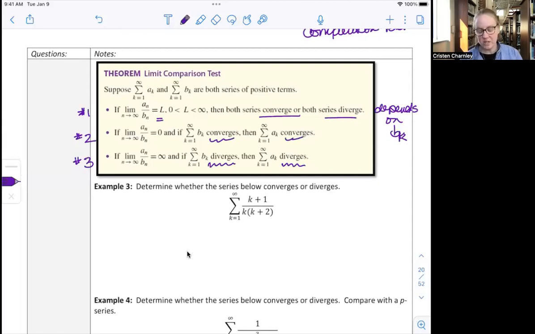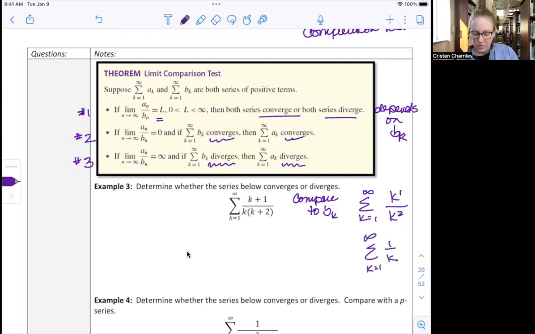So again, what are we going to compare this to? So here's our b_k. Again, I would take the highest powers. So this is k to the first over k squared, and this becomes the sum from k equals 1 to infinity of 1 over k. We keep talking about this one. Does this converge or diverge? We know that this diverges. It's harmonic, the p-test, and the integral test. For all of those reasons, we know that it diverges.